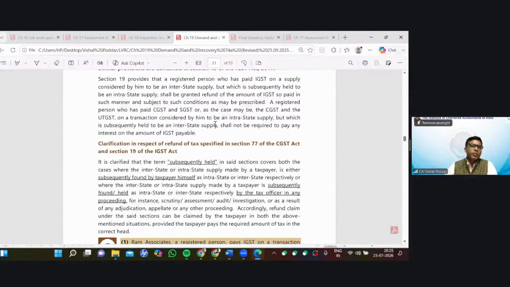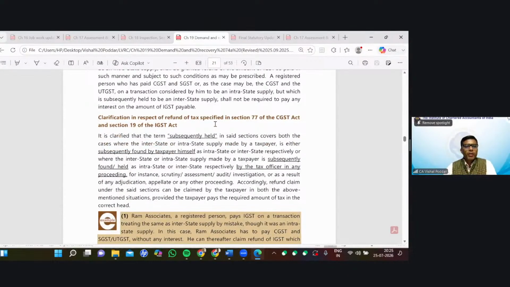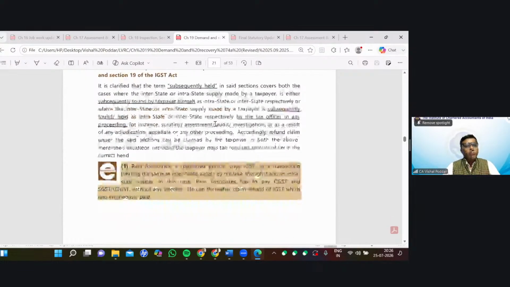Now what do both these provisions say? That wherever you have wrongly classified your supply, and hence a wrong tax is paid by you, but there is no intention of tax evasion because you have actually paid the tax, only the classification is wrong. In such cases, the provision says that you pay the correct tax and you demand refund for the wrong tax. So in this case, the law is clear. The law says that you pay the right tax and you can claim back the refund of the wrong tax which you have paid.